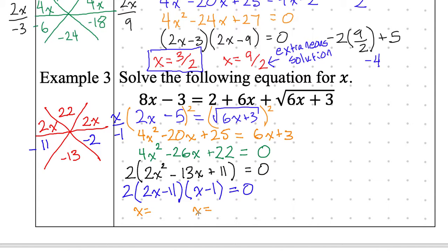What are those 2 values of x? Andrea? 11 halves and 1. Nice.